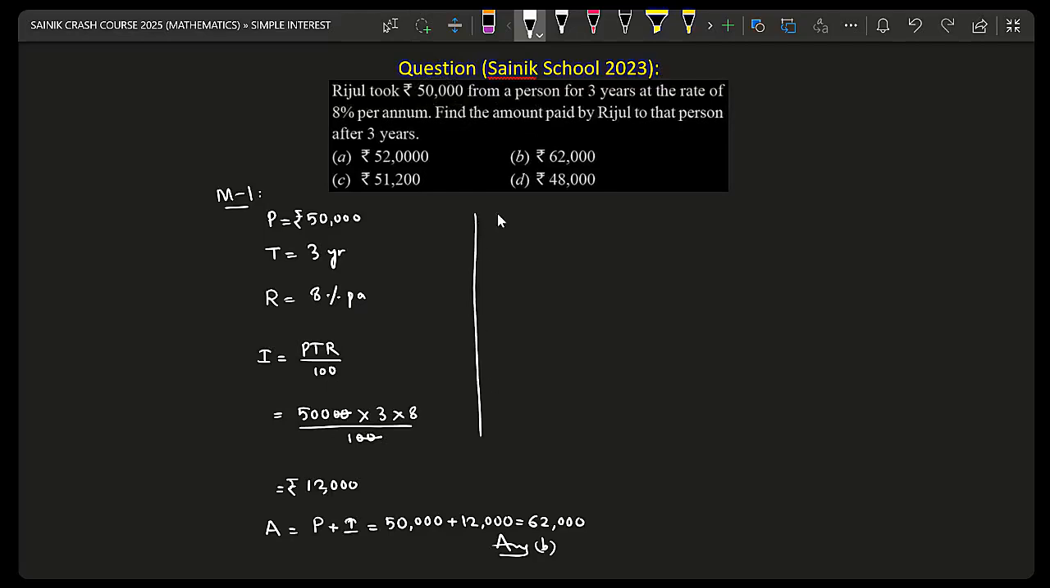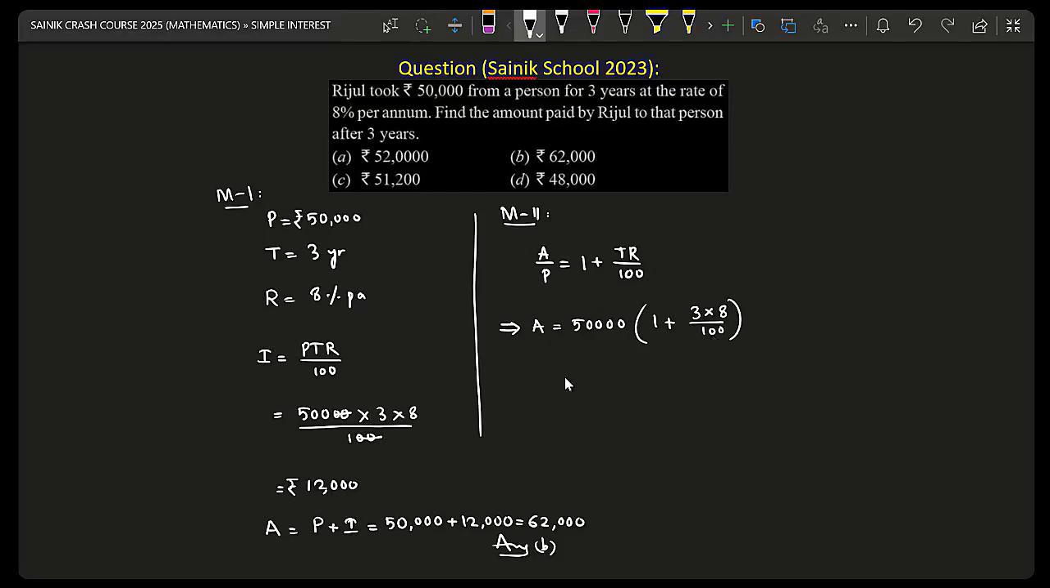Okay. So method number 2. Can you recall that formula, Harshvardhan? Sir, A by P is equal to 1 plus TR by 100. Yes, A by P is equal to 1 plus TR by 100. We want to find the amount. Now, P I am transposing to the right side. It will be multiplied. Amount is equal to P. What is P? Sir, 50,000. Multiplied by 1 plus T. Sir, T is 3 years. And rate of interest? Sir, 8% per annum. Yeah, 3 into 8 by 100.